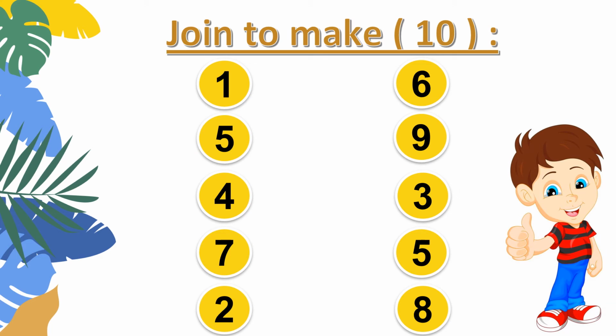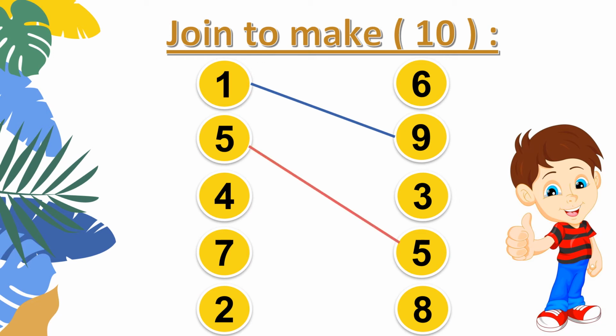Now I want to join to make a 10. So I have here 1 plus what equals 10. What should I do? I will hide one finger and count the other numbers. Let's count 1, 2, 3, 4, 5, 6, 7, 8, 9. So 1 plus 9 equals 10. I have here 5. 5 plus what equals 10? Okay, hide 5 fingers and count the other. 1, 2, 3, 4, 5. So 5 plus 5 equals 10.